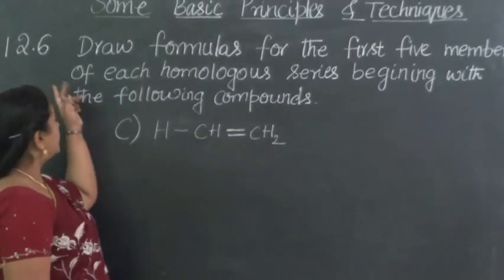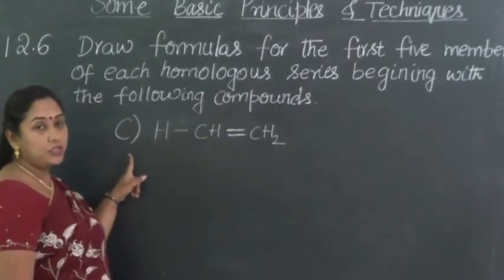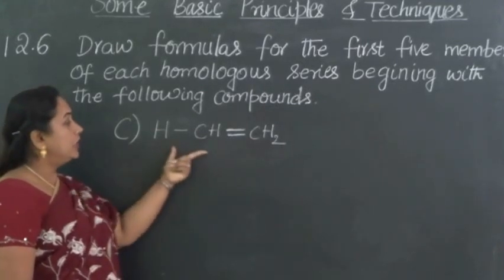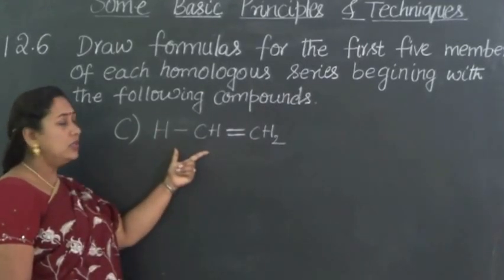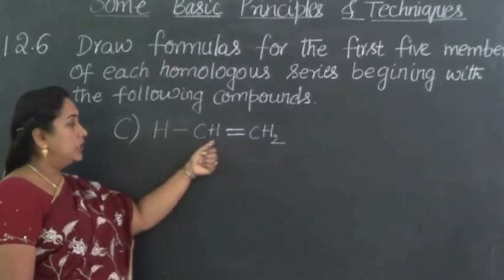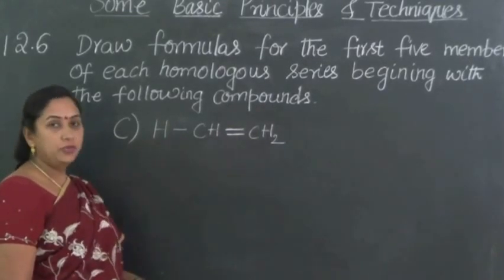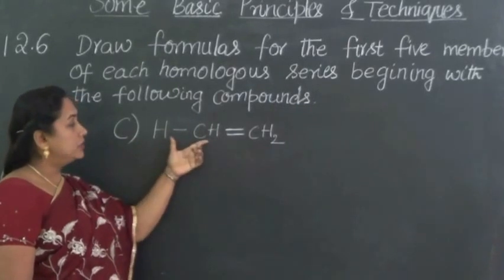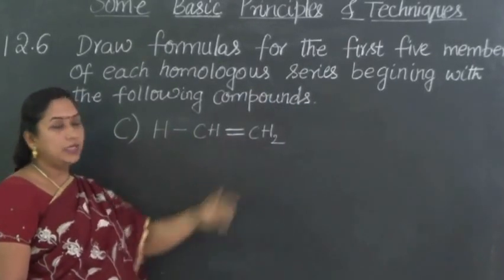Now, in continuation with the same question, part C. Part C given to us is having a structure like this: H, single bond, CH, double bond, CH2. It is nothing but CH2 double bond CH2.